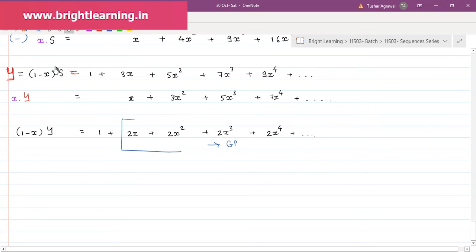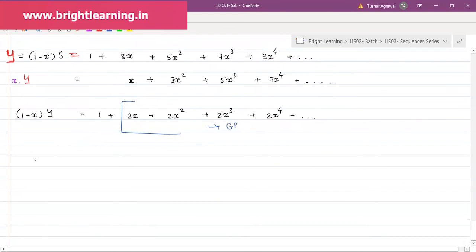Got it? So this y, now resubstitute here. So it will be 1 minus x. What is y? y itself is 1 minus x into s. So (1 minus x squared) multiplied by s is equal to 1 plus this geometric progression. First term is 2x and common ratio is x. Or if you want, you can take 2x as common: 1 plus x square plus x cube and so on up to infinite terms, where modulus of x is less than 1.